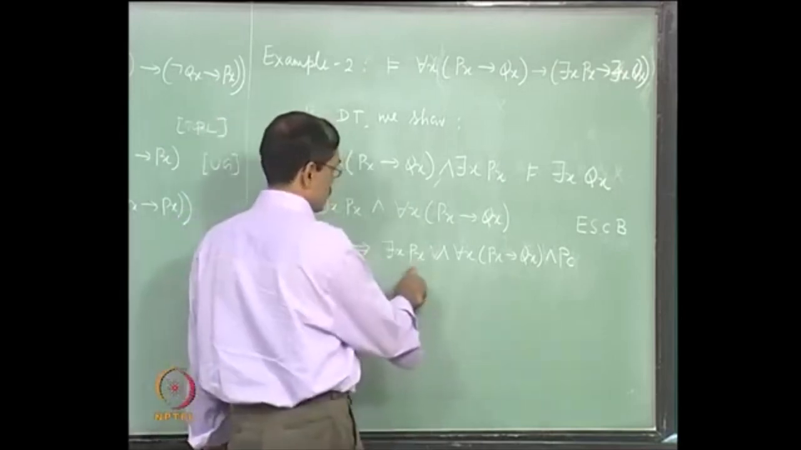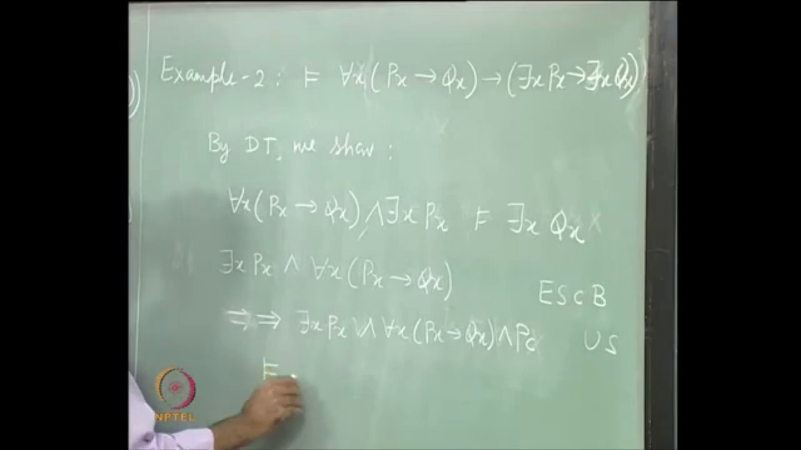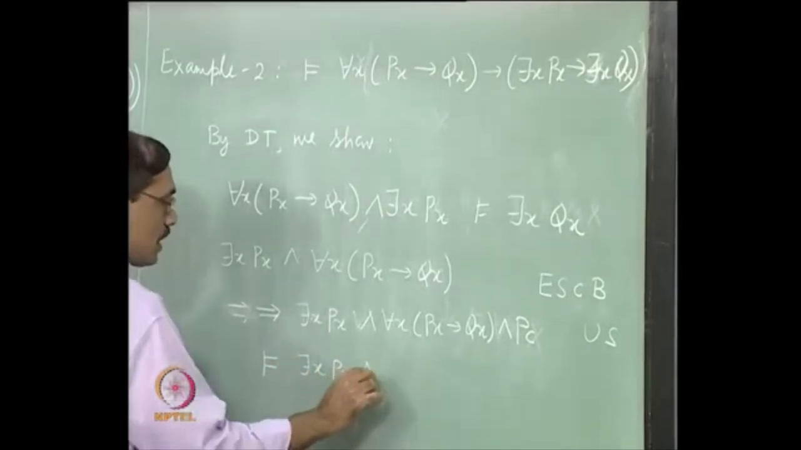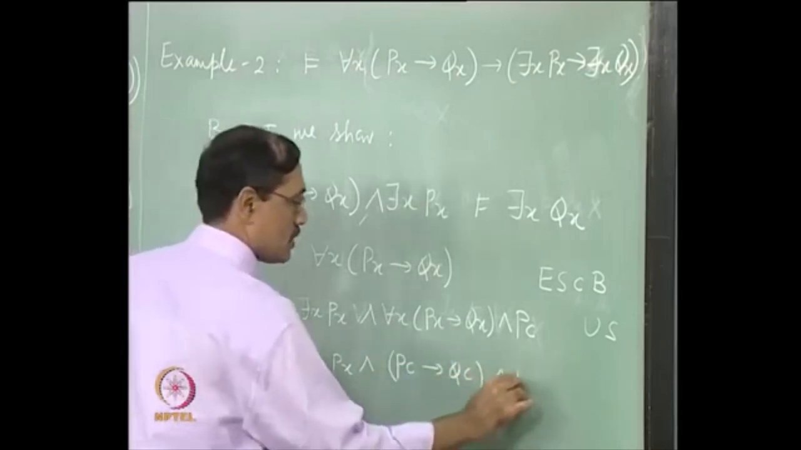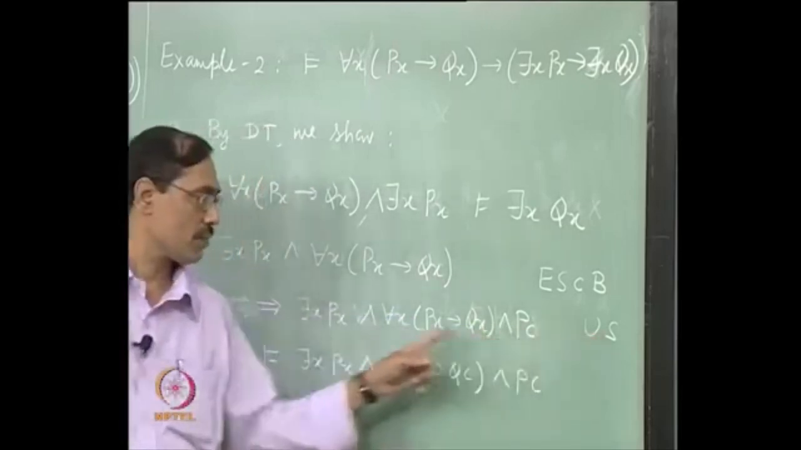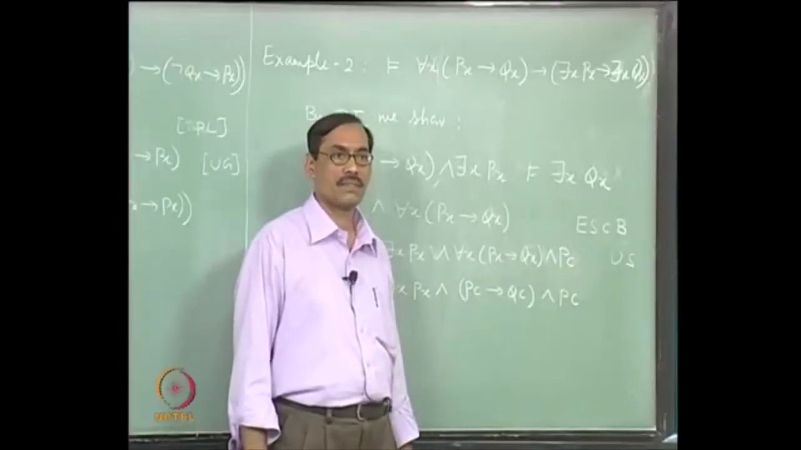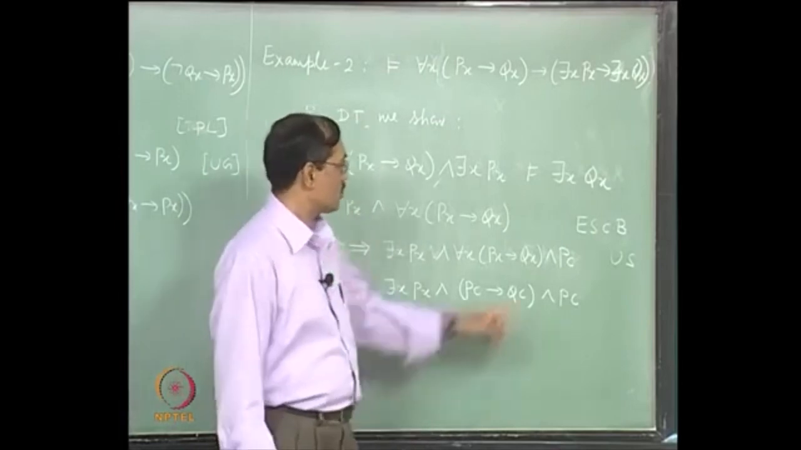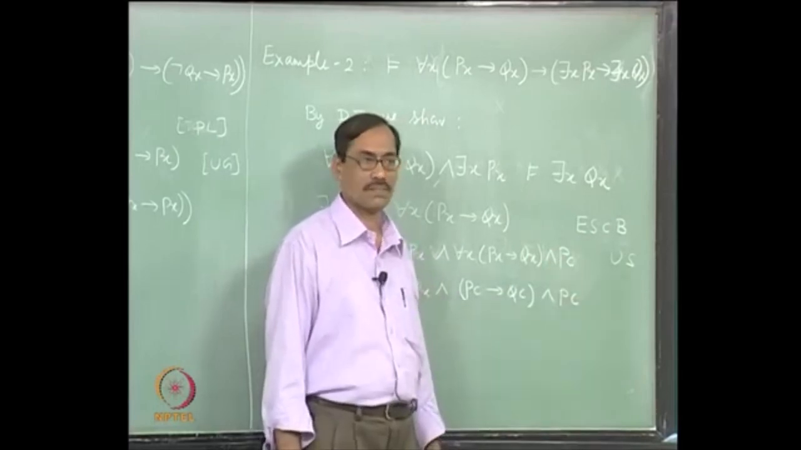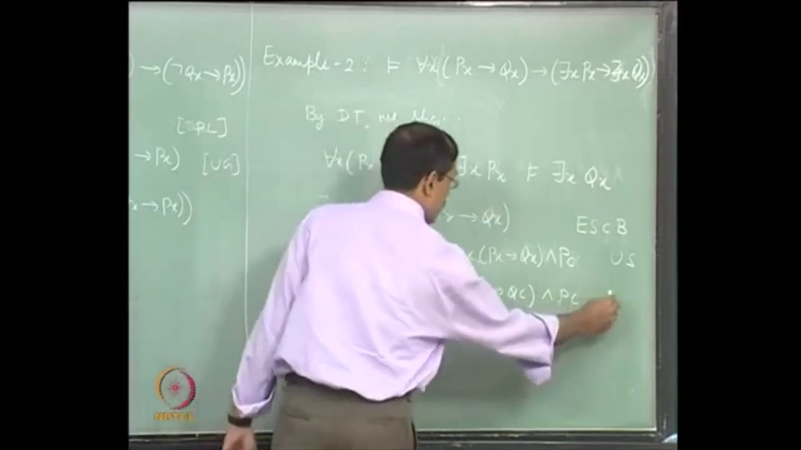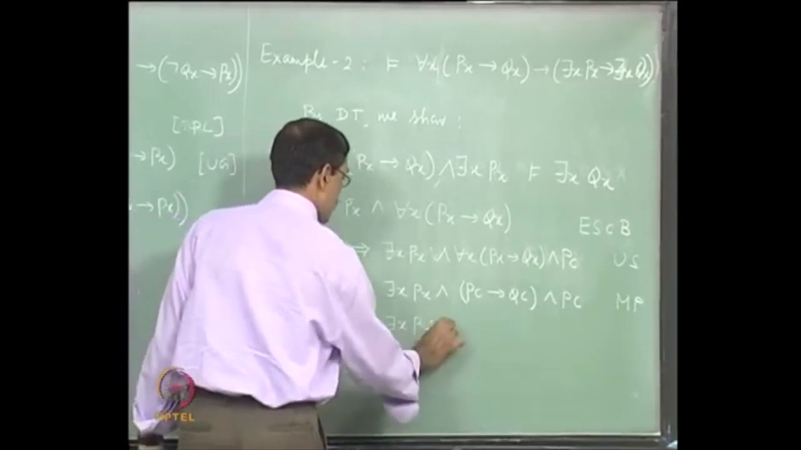Now then what do we do? We go for universal specification here. So we write US, this entails there is x Px, and this we write Pc implies Qc and Pc. So this universal specification we are using by taking x as c, x is substituted by c here. Okay. So this one is equivalent to writing c is new. I am going to introduce c, which is a new constant. Now from these two I will use modus ponens to get there is x Px and Qc.